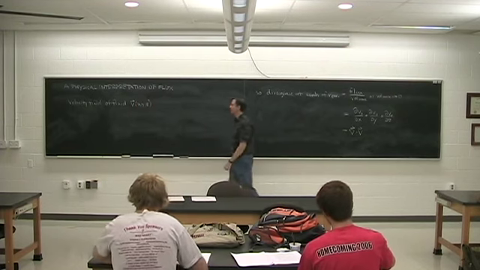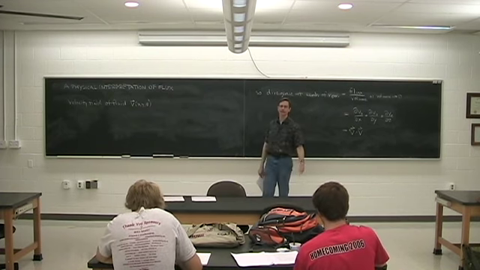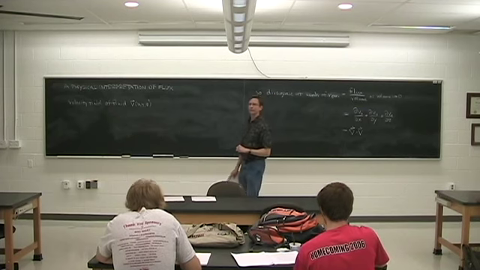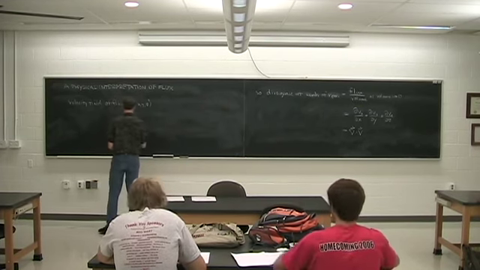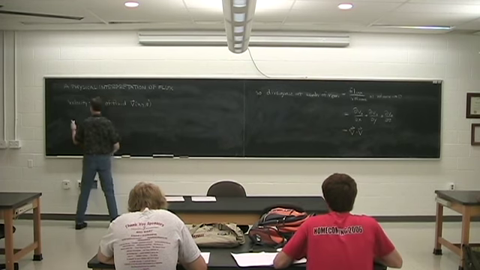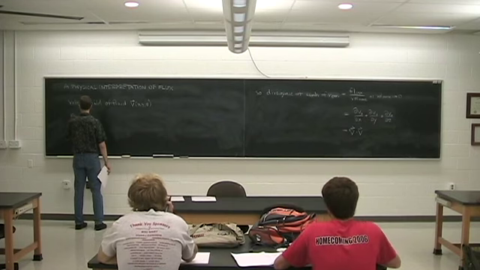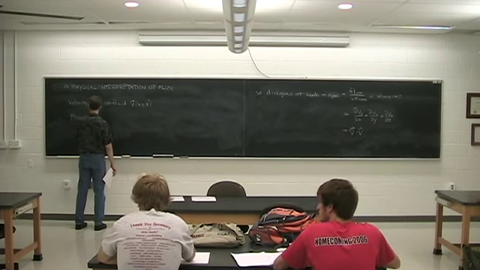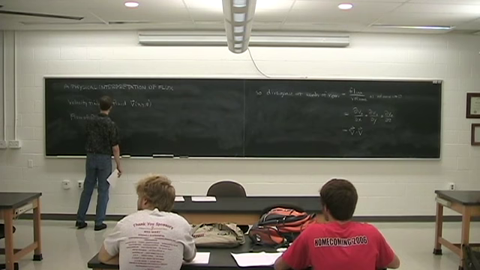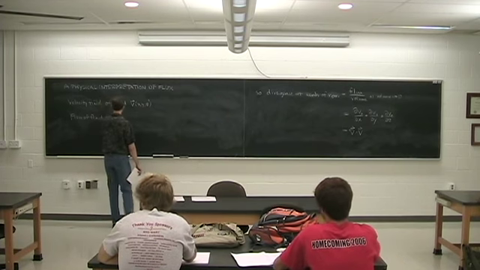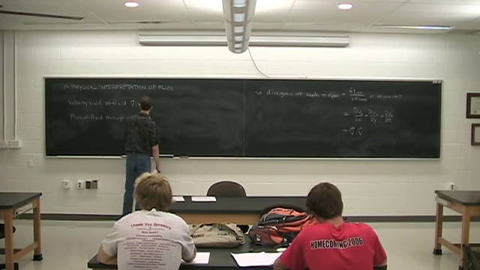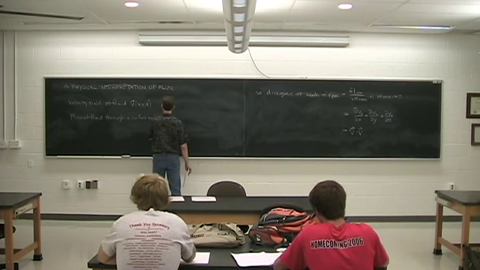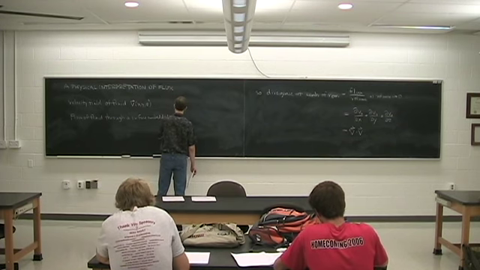The velocity of the field of the fluid, v of x, y, z. That's the velocity of the fluid at every point, basically. It is v of x, y, z, and we want to know what we can say about the flow of the fluid through some surface embedded in it.